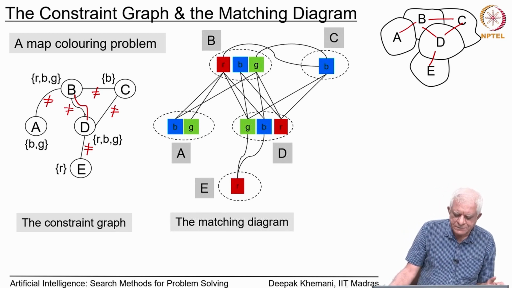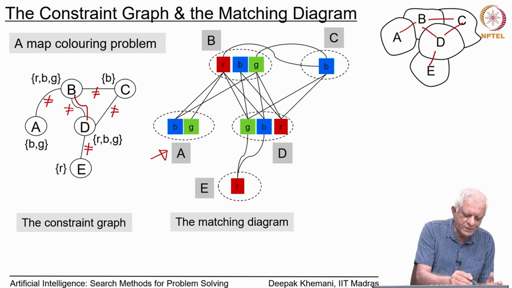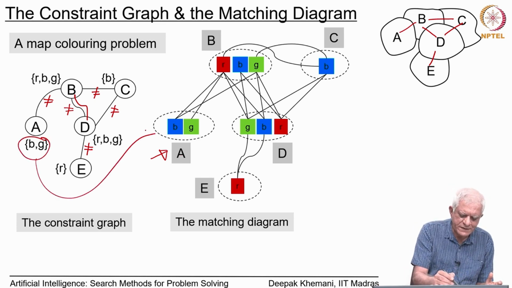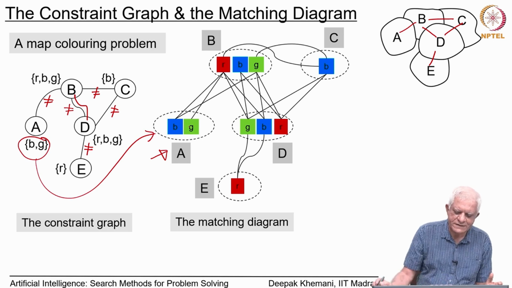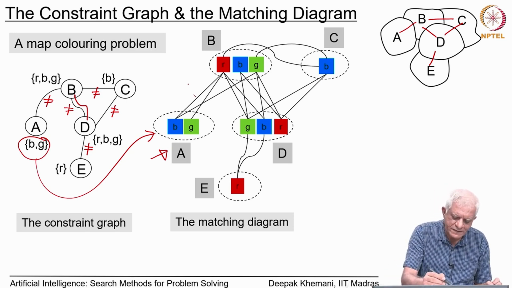Another common representation we use is the matching diagram, and in the matching diagram, for each region or each variable, we have a set, and the set contains the domain of the variable. So, for example, A has domain B and G, and that is expressed here in this set as B and G, essentially. Likewise for every other domain, and an edge in the matching diagram says that this is allowed.